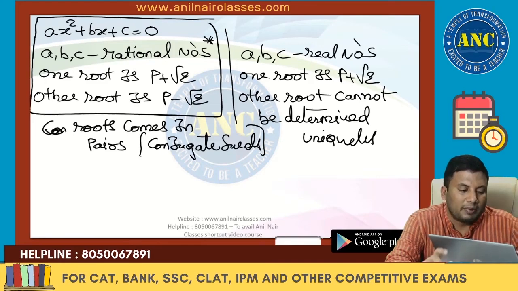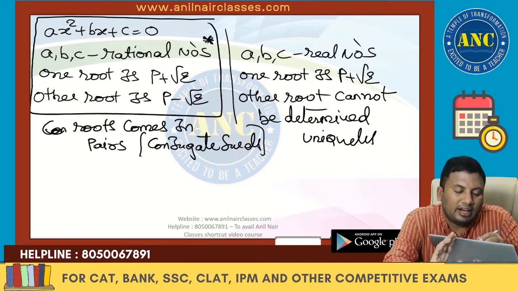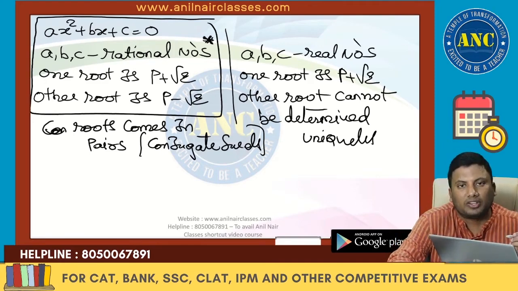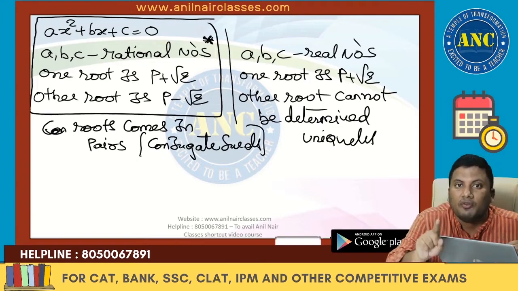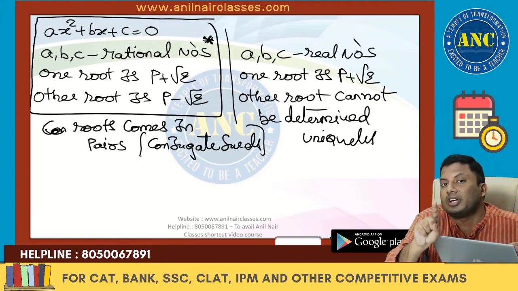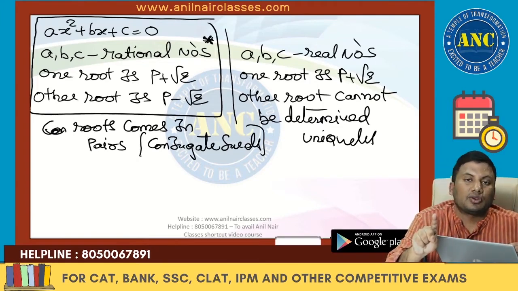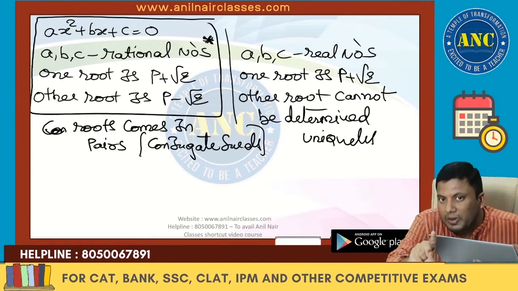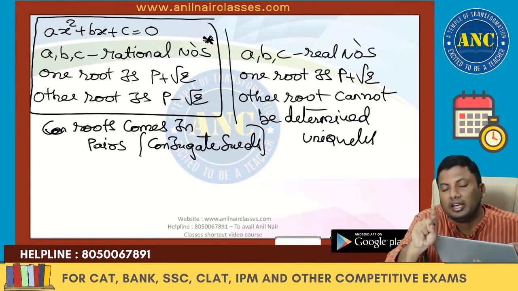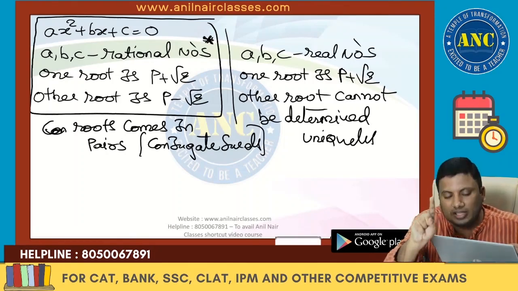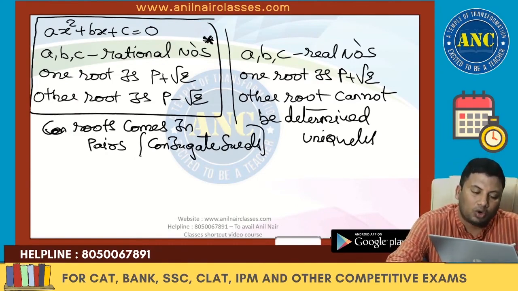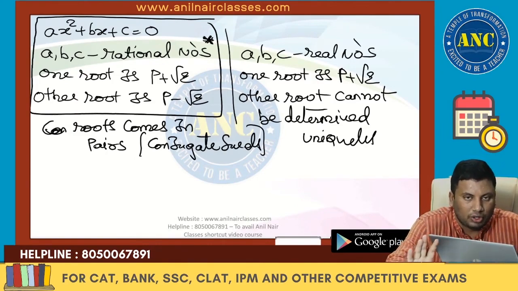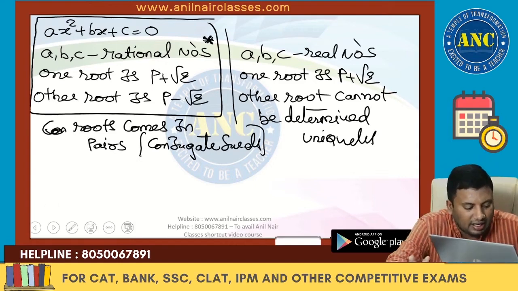It is not mandatory. Directly don't take, if one root is 2 plus root 3, the other root as 2 minus root 3 without checking the coefficients of x square, x and the constant. It should be specified in the question that a, b, c are rational numbers. Then only, if one root is p plus root q, the other root will be p minus root q. I hope this idea is clear.